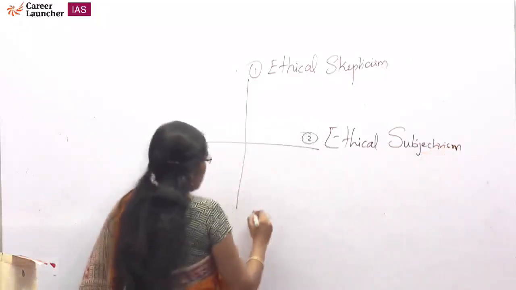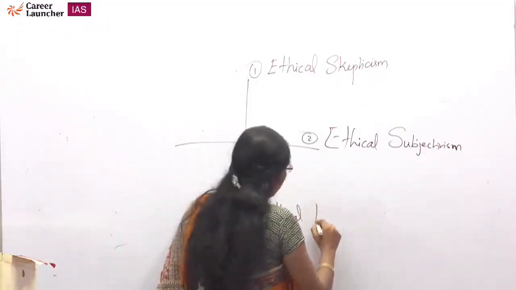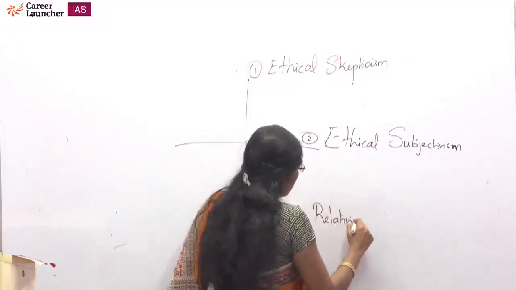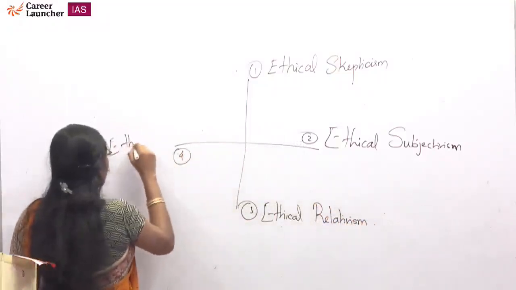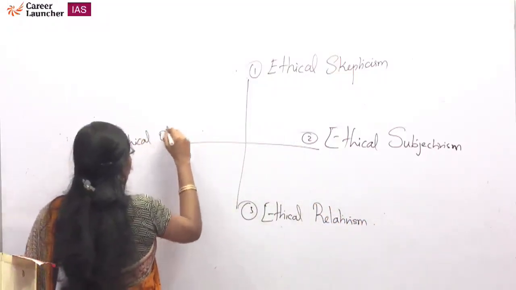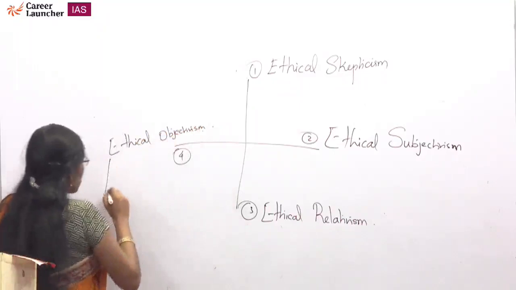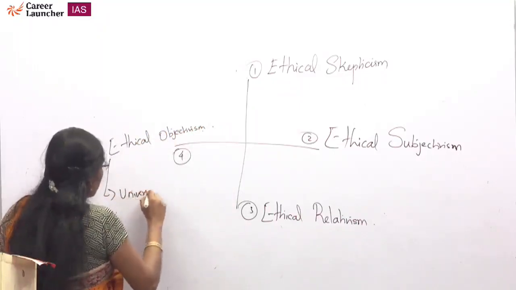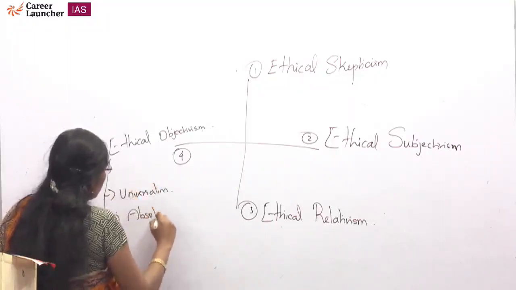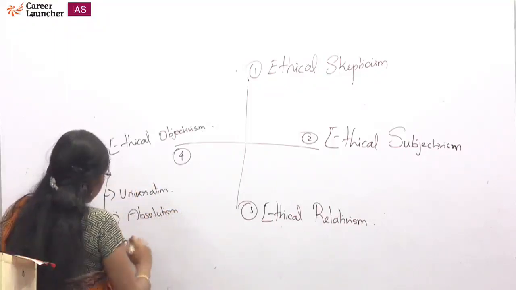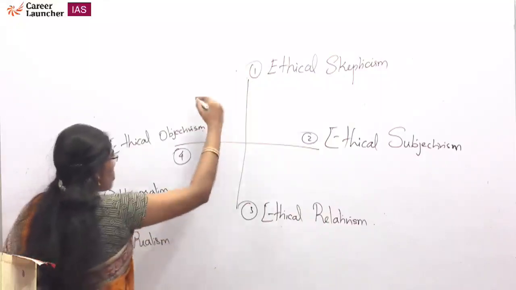Okay, third. These are the keywords which you have to use: ethical relativism. Fourth, ethical objectivism. This you can further divide into universalism. Another one is absolutism. Realism is also there. All you have to give is ethical realism, ethical universalism, ethical absolutism, because absolutism has to be studied separately.